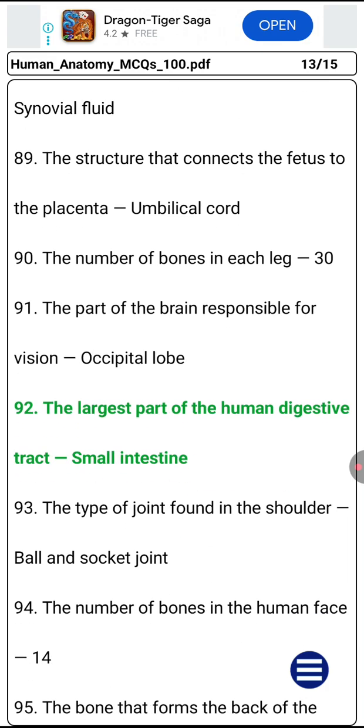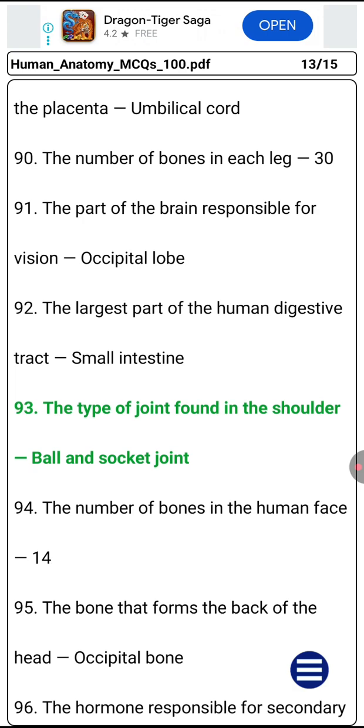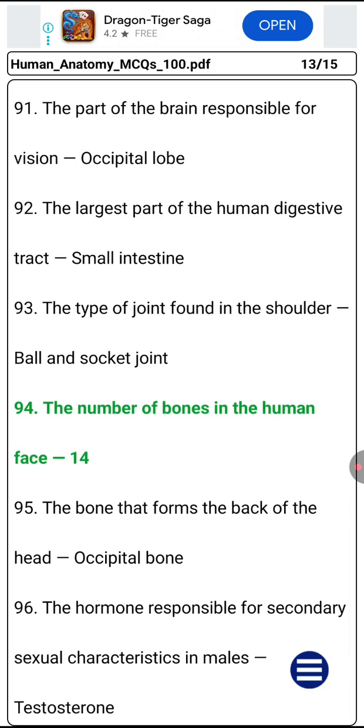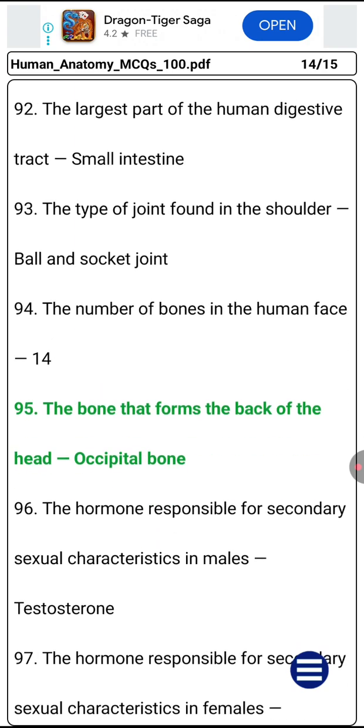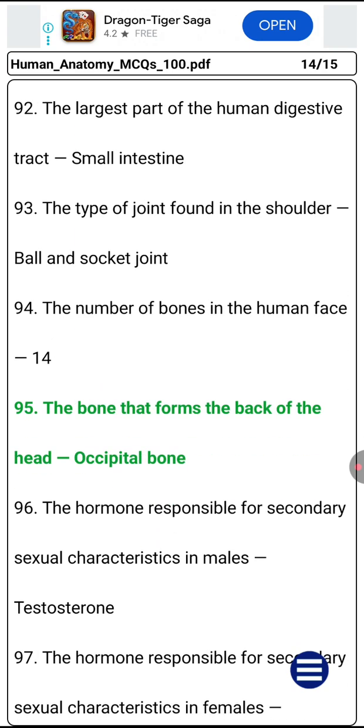92. The largest part of the human digestive tract, small intestine. 93. The type of joint found in the shoulder, ball and socket joint. 94. The number of bones in the human face, 14. 95. The bone that forms the back of the head, occipital bone.